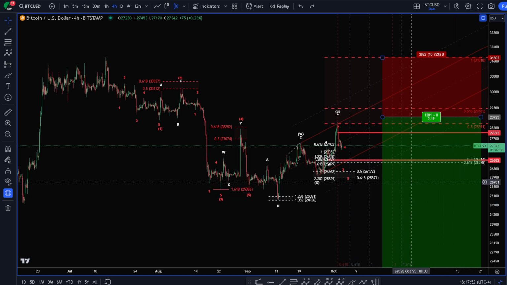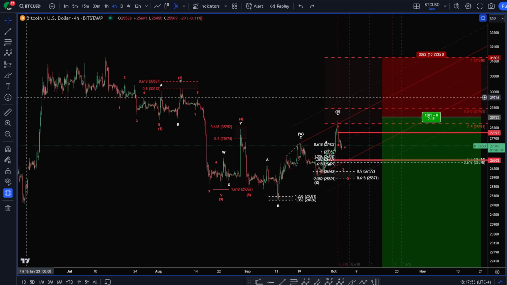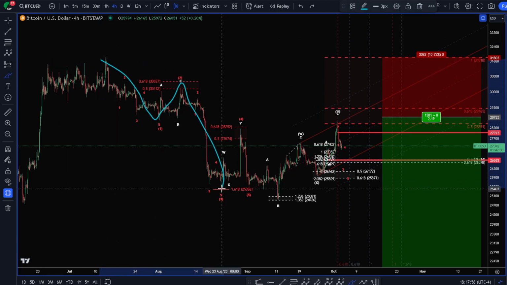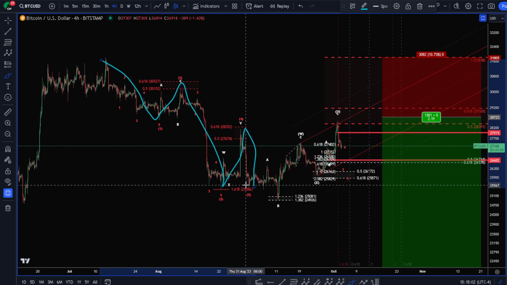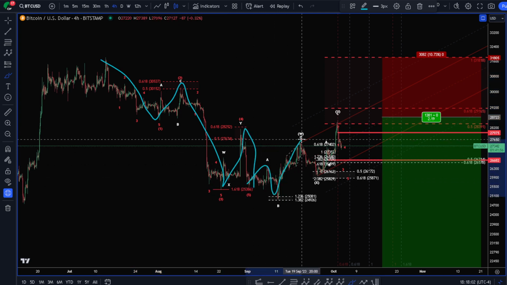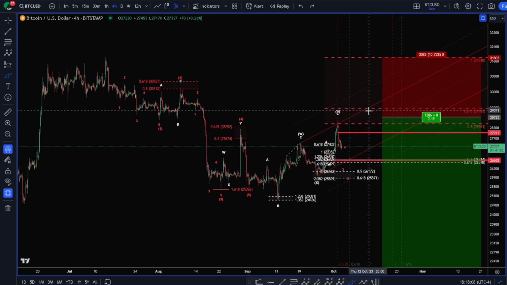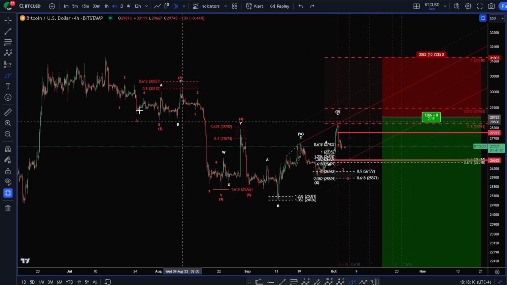Just wanted to do an update on Bitcoin. First of all, we had 5 waves down here. It's just a quick recap. Then we had an expanded flat. We had an X wave and potentially completed our Y wave. But there is a way this can change the pattern, and I just want to show you down on the hourly.